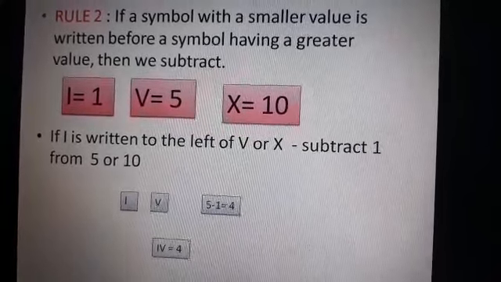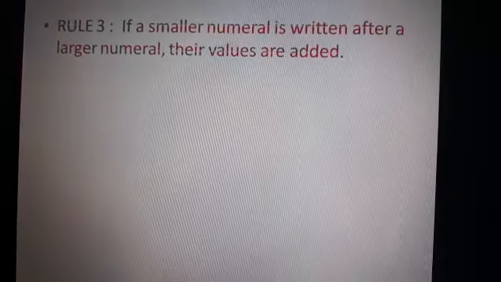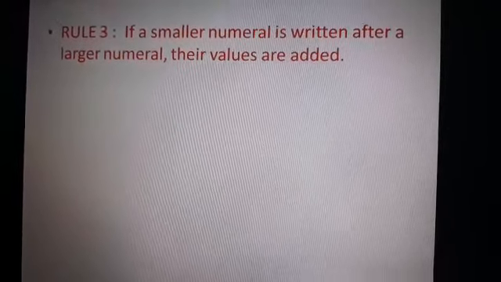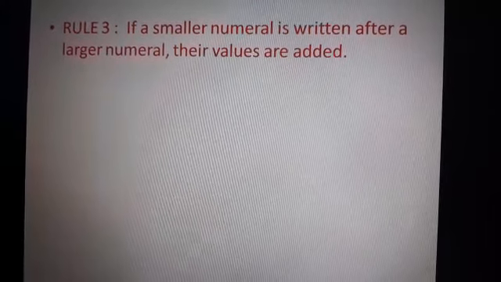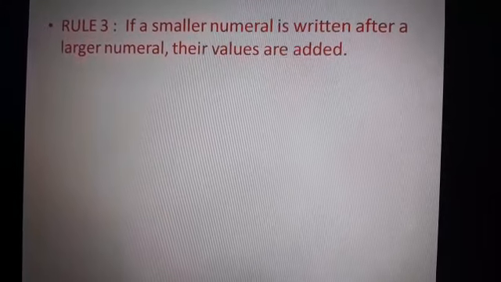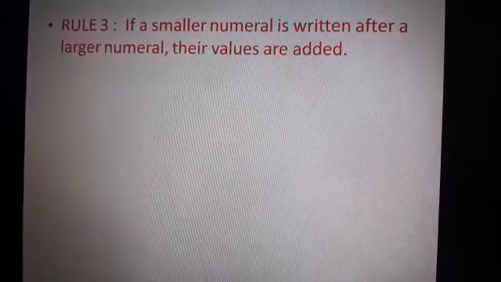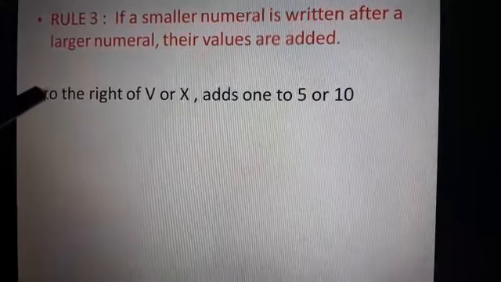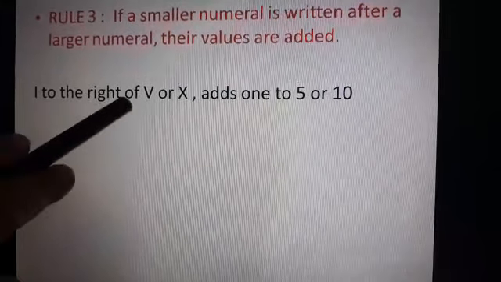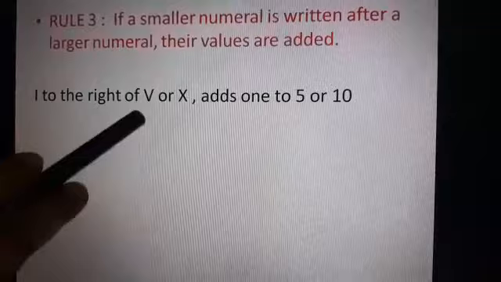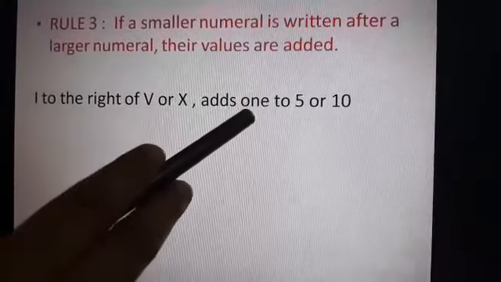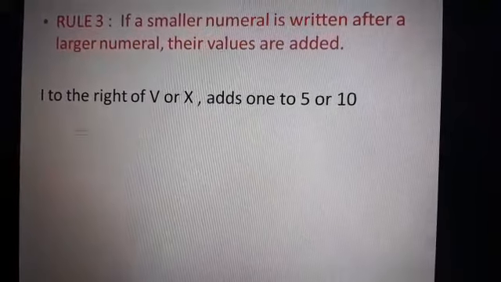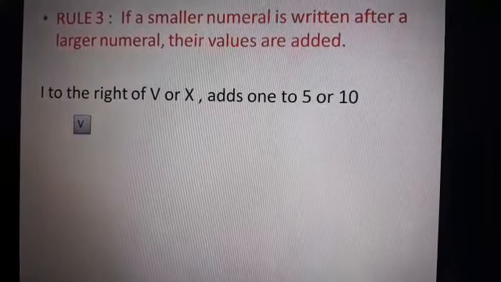Come to the last rule. What is that? Rule number 3. If a smaller numeral is written after a larger numeral, their values are added. So I'm going to explain this with an example. For example, I is a smaller numeral. If it is written on the right hand side of V or X, it means we have to add 1 to 5 or 10.